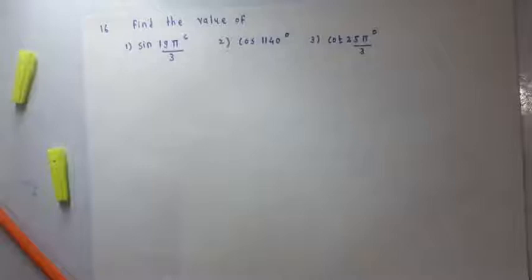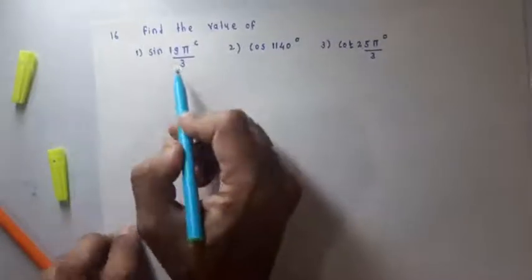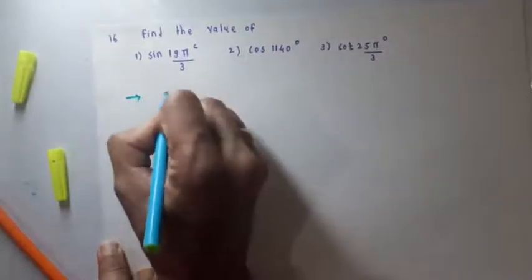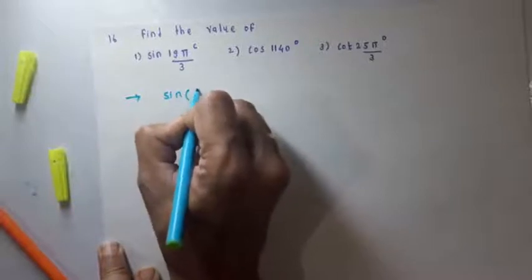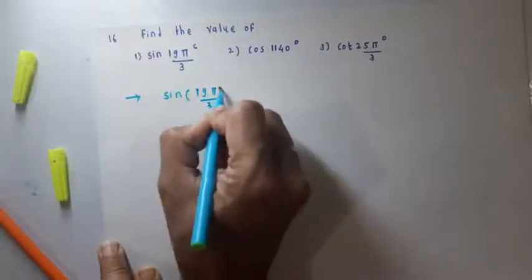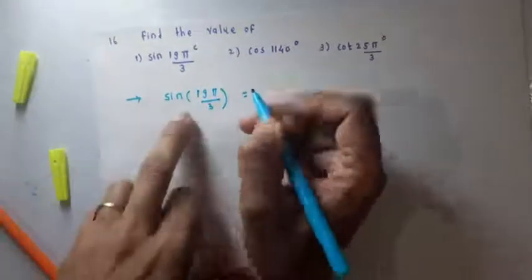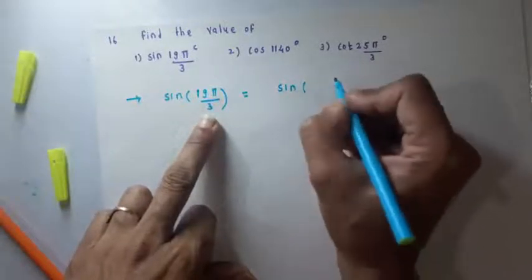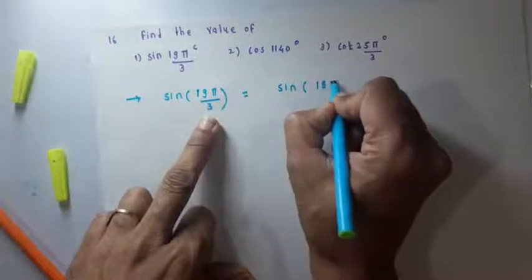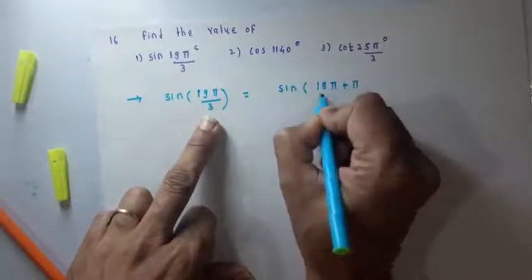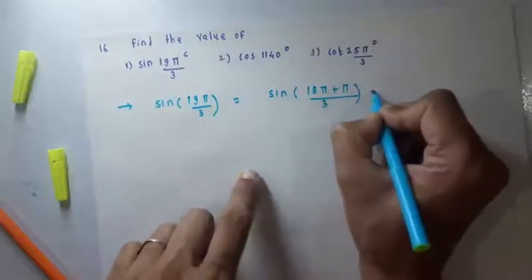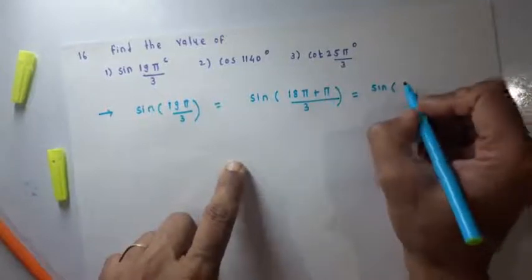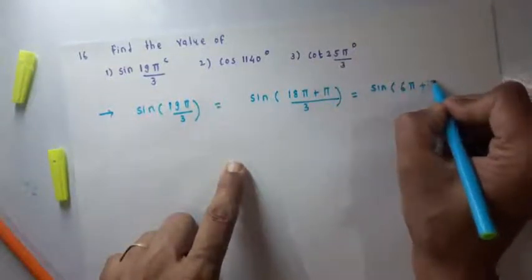Now the next problem is: find the value of sine of 19 pi by 3. Okay, so sine of 19 pi by 3, by adjusting the terms we can write 19 pi as 18 pi plus pi, so 19 pi upon 3 is equal to sine of 18 pi by 3, which is 6 pi plus pi by 3.